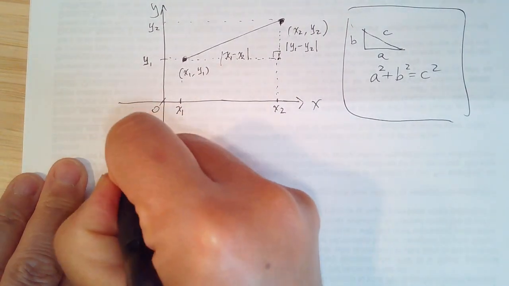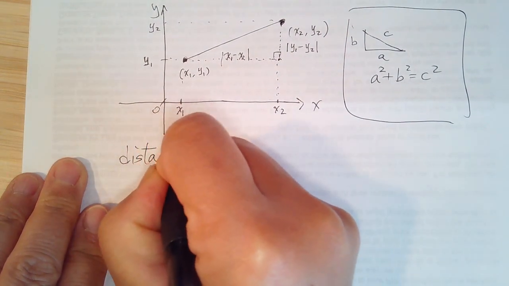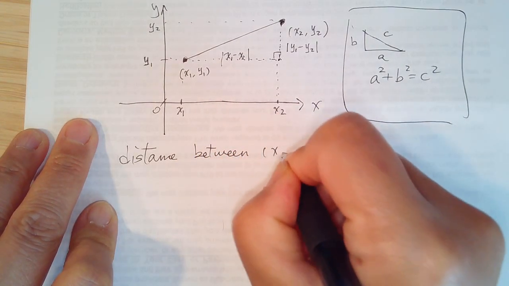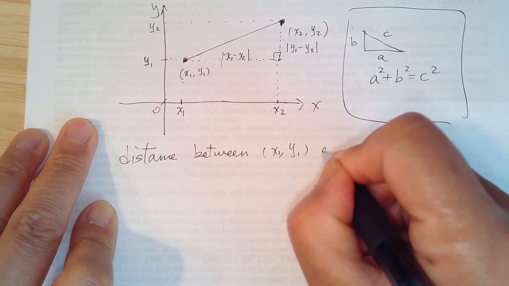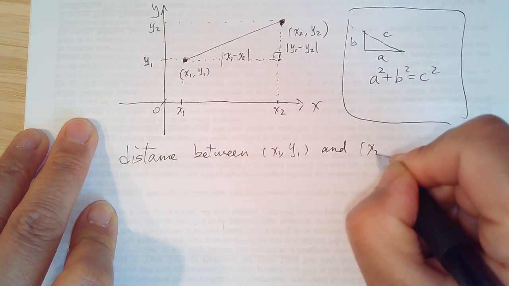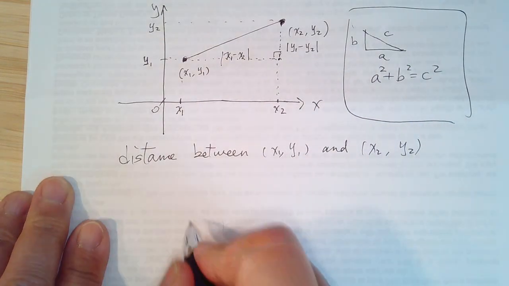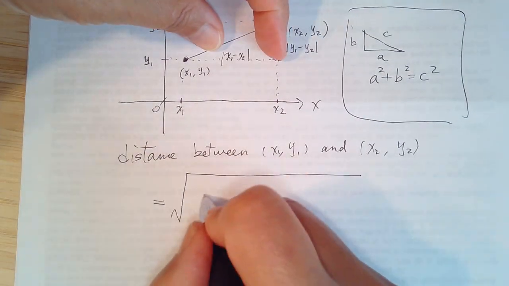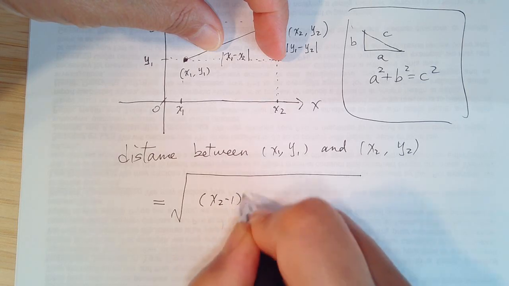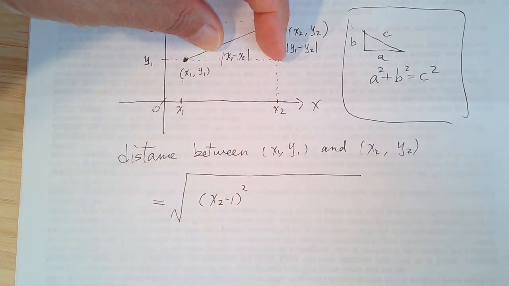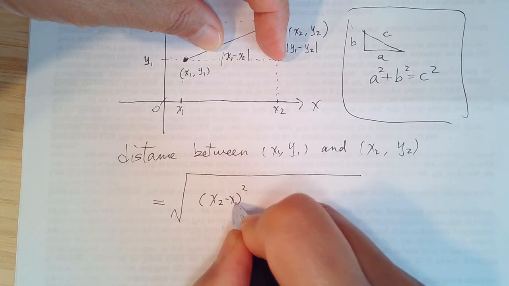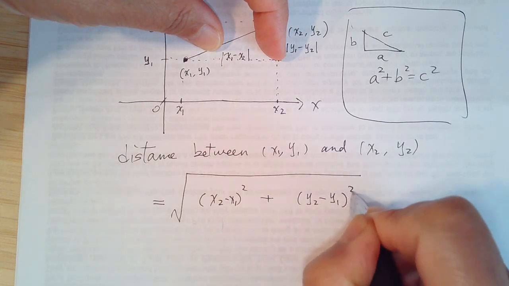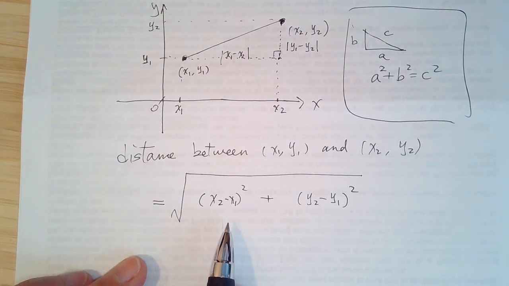Therefore, the distance between x1, y1 and x2, y2 equals the square root of this square. Let me just use x2 minus x1. Again, I said it doesn't matter because once you take the square, it doesn't. Squared, plus y2 minus y1 squared. So this one is the distance formula.